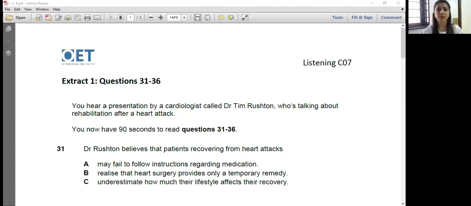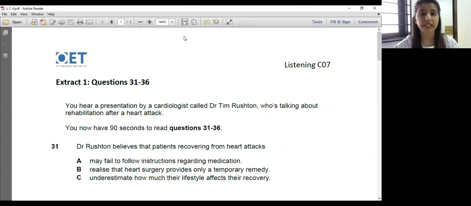Okay, so what we are going to look at today is listening part C. Reading and listening tests are quite identical, which means the kind of sections that you have, the kind of questions that you have, and the skills being tested under each section of reading and listening are quite similar. The major difference is that you are listening to the content and answering in the listening test, whereas in the reading you are reading the text and then answering questions based on it. Okay?